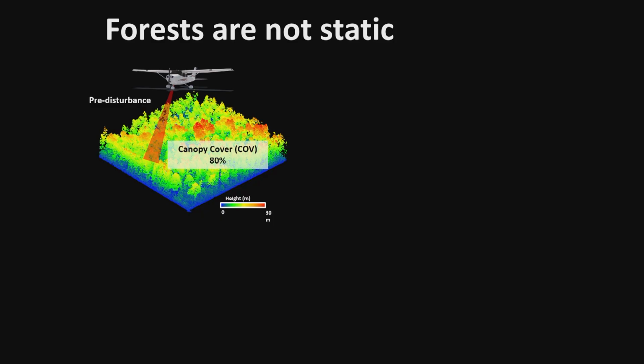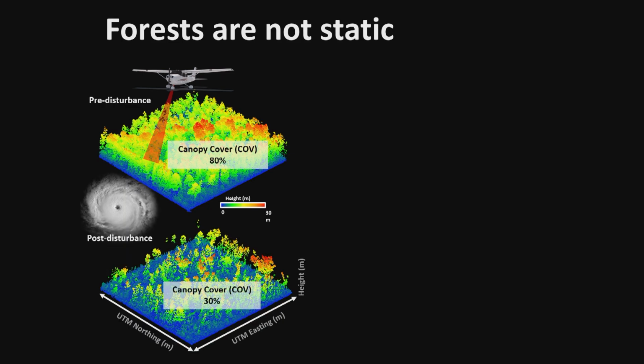Forests are not static, they're dynamic, right? You can see here a point cloud collected from airplanes before a disturbance event. This was a hurricane in 2018 in Florida, so we can have a beautiful point cloud, and then we can have a disturbance event. It's a hurricane coming. So after the hurricane, we can go back and scan again, and we can see the impact of the disturbance. Here we can see that the canopy cover dropped from 80 to 30% after a disturbance event.